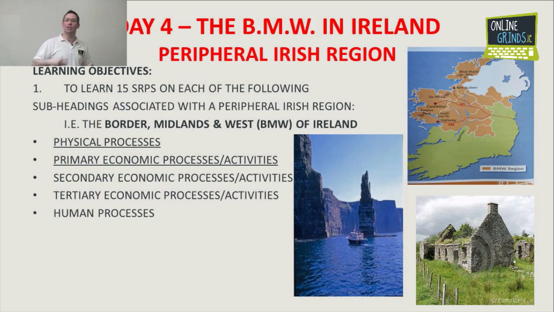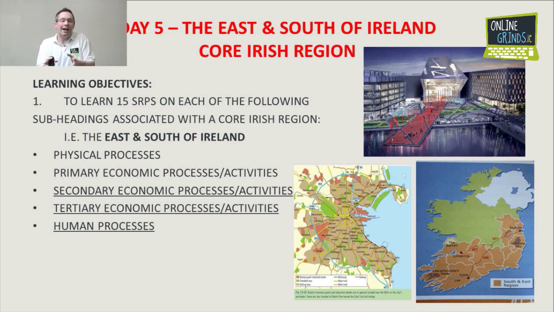And then going down into secondary economic activities and the stage by stage developments then of secondary, and then tertiary and human then are probably less important. Again, I've underlined physical and primary for you in the BMW region, or the peripheral Irish region that we're looking at. Then in the fifth archive grind to look at on day 5 would be that of the south and east of Ireland, which would be a core Irish region or a richer Irish region.